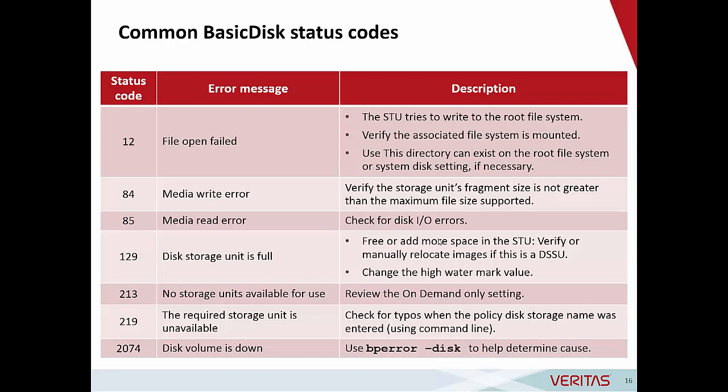Back in the old days, full disks used to give us an 83, a media open error, that got changed a few versions ago to status code 129 instead, which is a more specific status code. The 213 is no storage units available for use. You can get that if you're using the any available destination in the policy. Instead of specifying a storage unit or a storage unit group, you specify any available, and all of the storage units are marked as being on demand only.